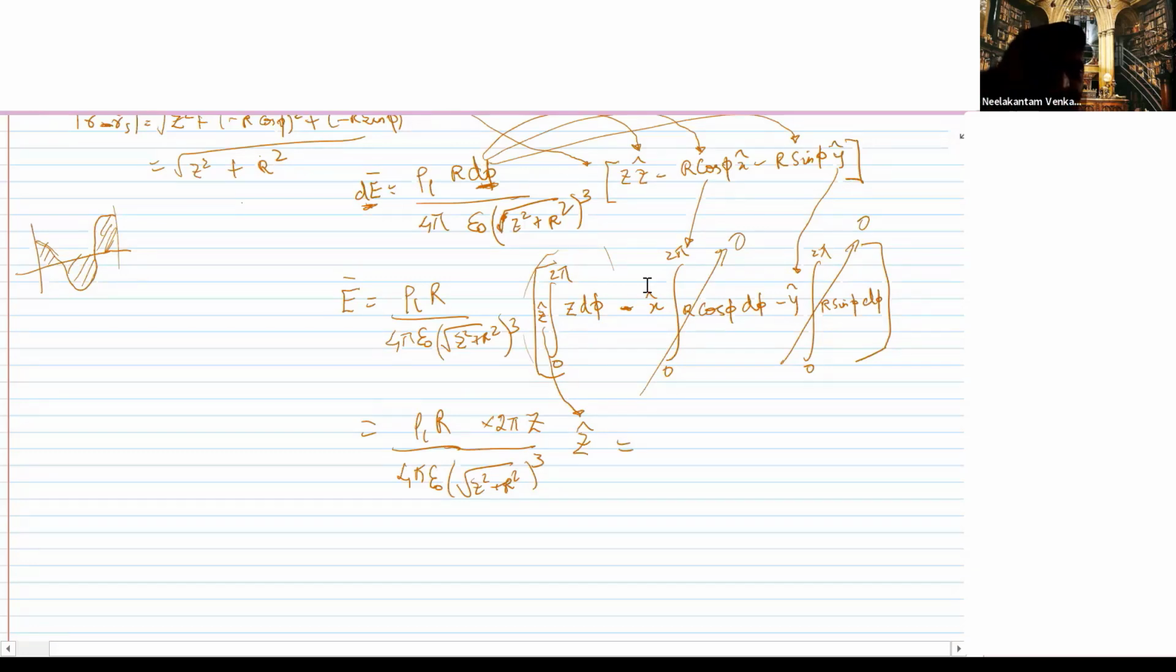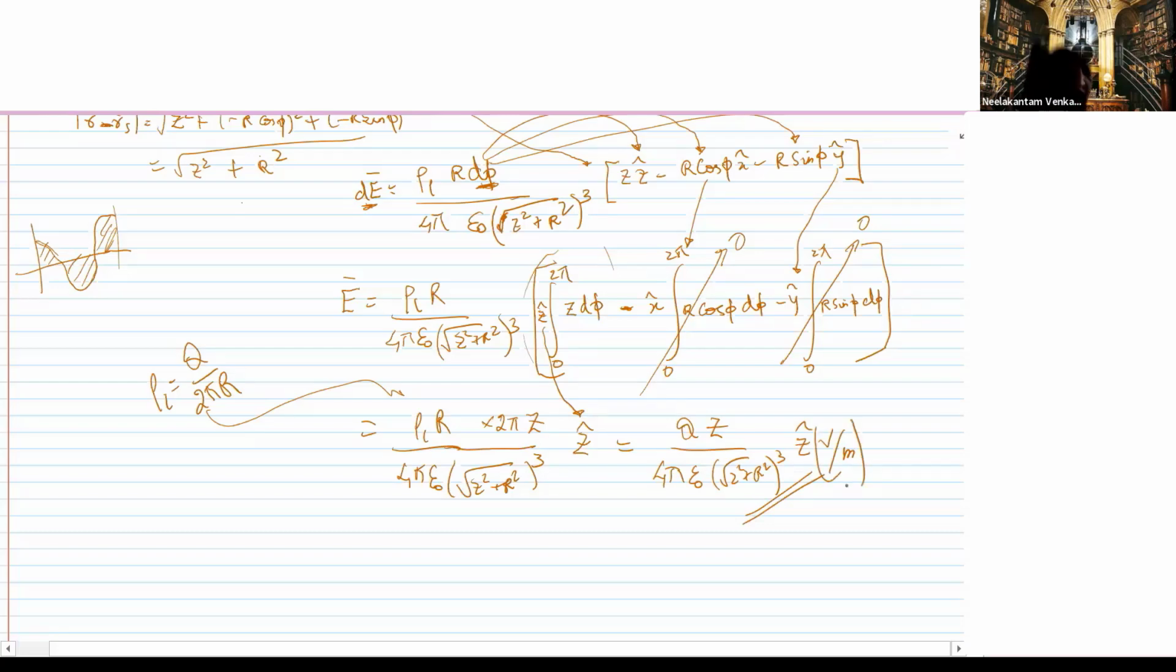Remember the rho L that we had initially, rho L was Q over 2 pi R, that many coulombs per meter. So if I substitute that rho L in here, this 2 pi R and 2 pi R cancel each other. So I will have simply Qz over 4 pi epsilon naught square root of z square plus r square, the whole to the power 3, in the z hat direction. This many volts per meter. This is what mathematically it turns out to be.